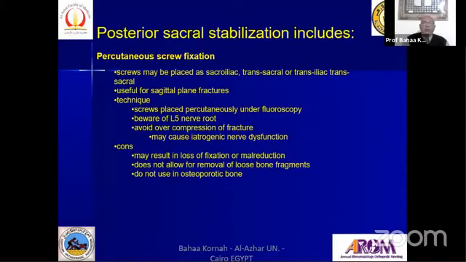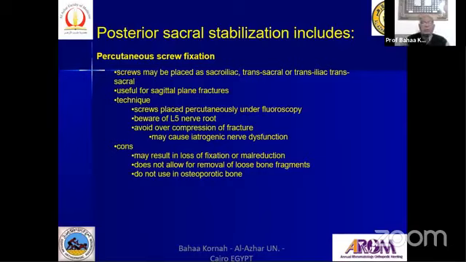The first one is percutaneous screw fixation. The screw may be placed as sacroiliac or transsacral or transiliac transsacral screws, and this can be 1 screw or 2 screws according to the condition. Used for a segmental fracture, not a transverse one. In the technique, the screw is placed percutaneously under fluoroscopy. Be aware of the L5 nerve root, which is very important.